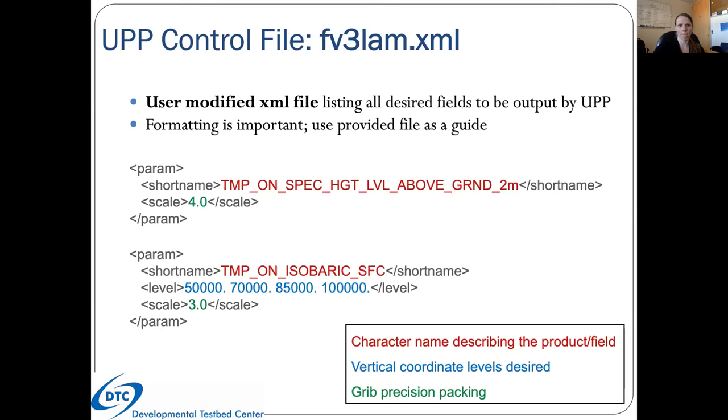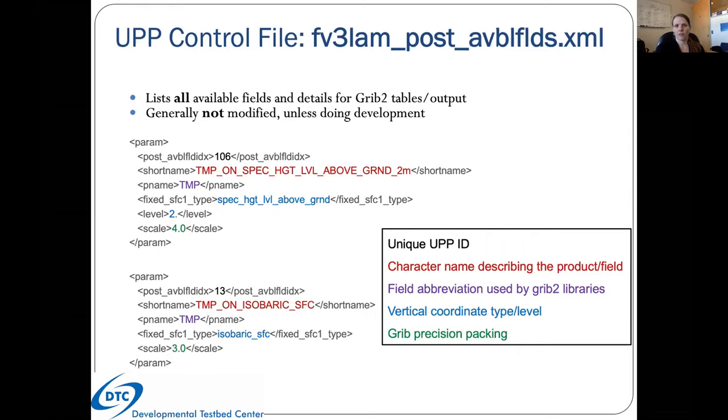The second file was the fv3lam post available fields XML. This was the XML that listed all of the available fields, as well as some more details for your GRIB2 tables and output. You generally won't modify this file unless you're doing development. And by development, I mean you're adding a completely new variable to UPP for post-processing, something that's not currently available in UPP. And then you would need to add that variable to this file. So that's the only time you would really want to modify this file.